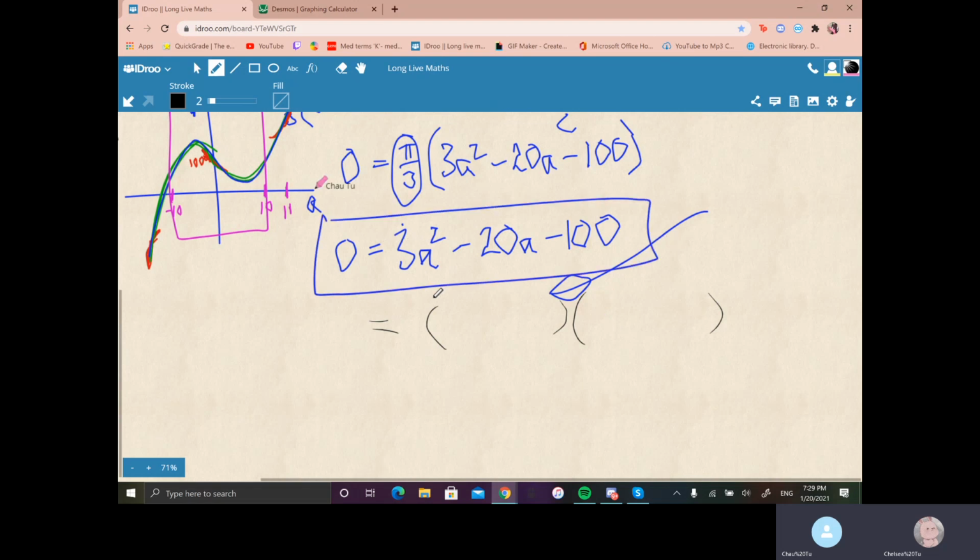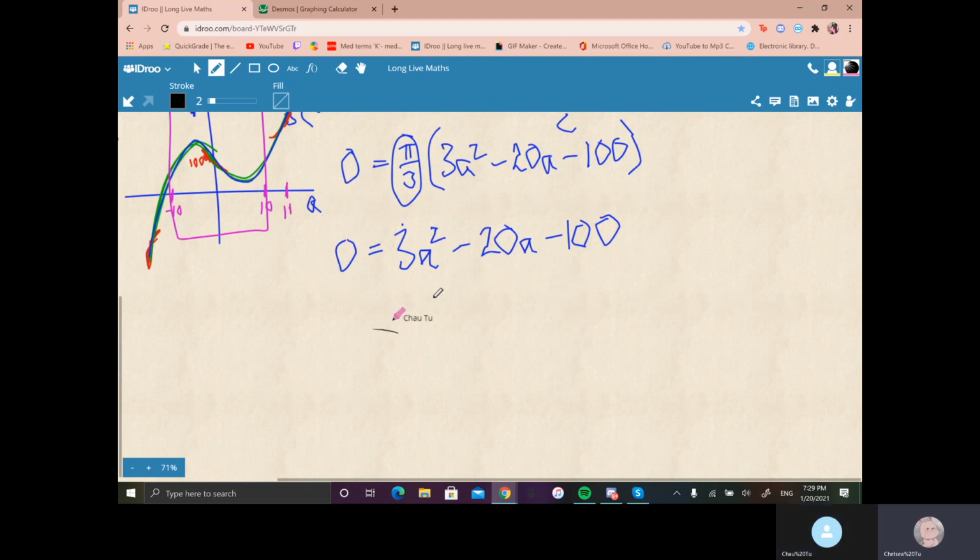So then it will be A squared minus 20 over 3 A, minus 100 over 3. Now, the square. Can you remember how to compute the square? You do parentheses.